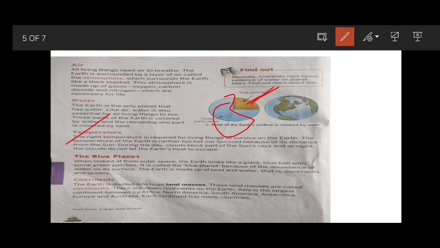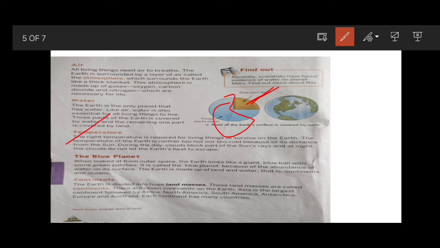The right temperature is required for living things to survive on the Earth. The temperature of the Earth is neither too hot nor too cold because of its distance from the sun. During the day, clouds block part of the sun's rays, and at night the clouds do not let the Earth's heat escape.